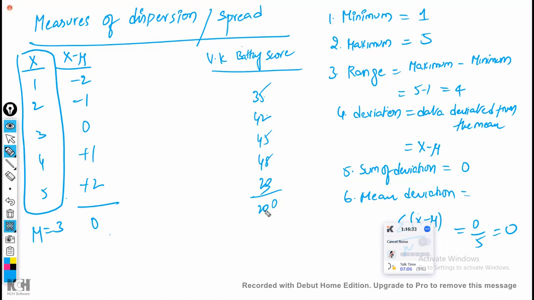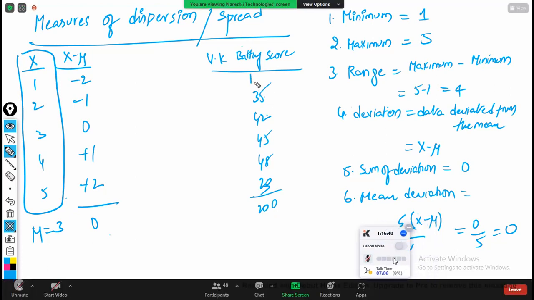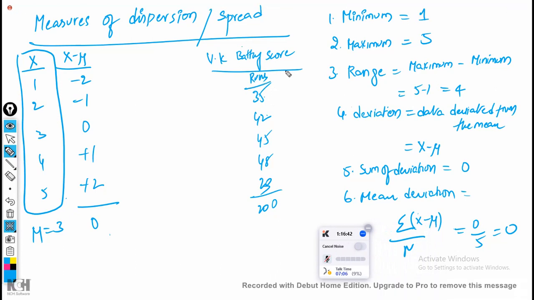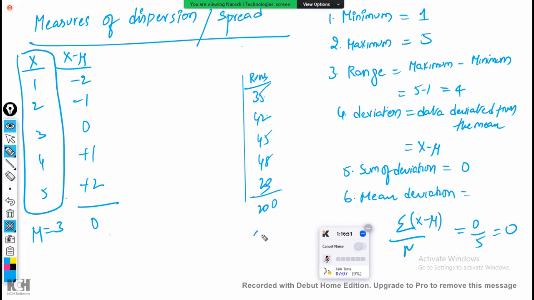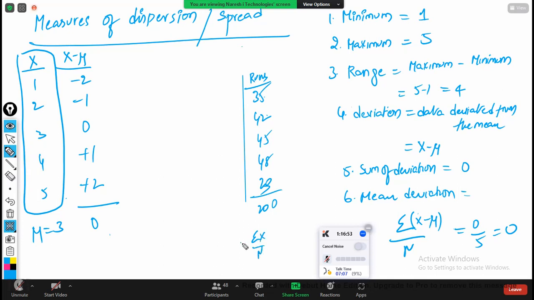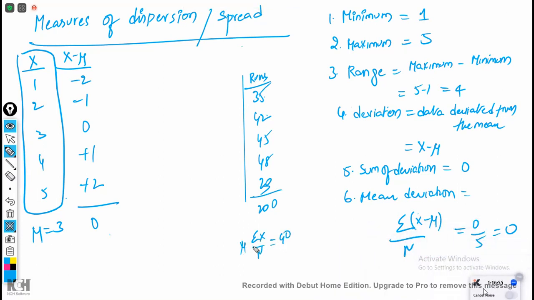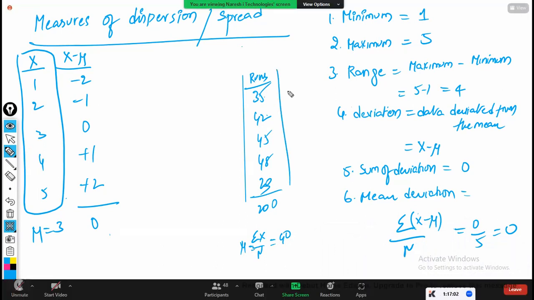This is the total of the last 5 matches. What is Virat Kohli's batting score? Here, these are the runs he has made in the last 5 matches. The score is nothing but runs. Now, from the average, what is the average value? What is the average runs he has made? Average runs is 40. Now, in the first match, how many runs is he deviated from his batting average? -5. Second one, +2.